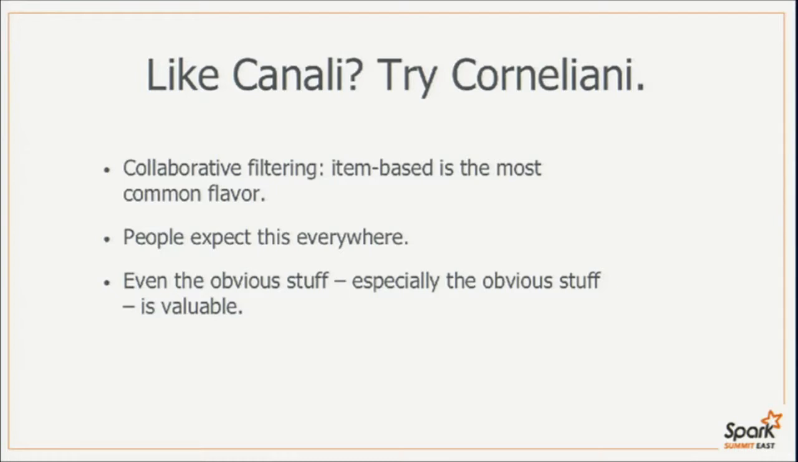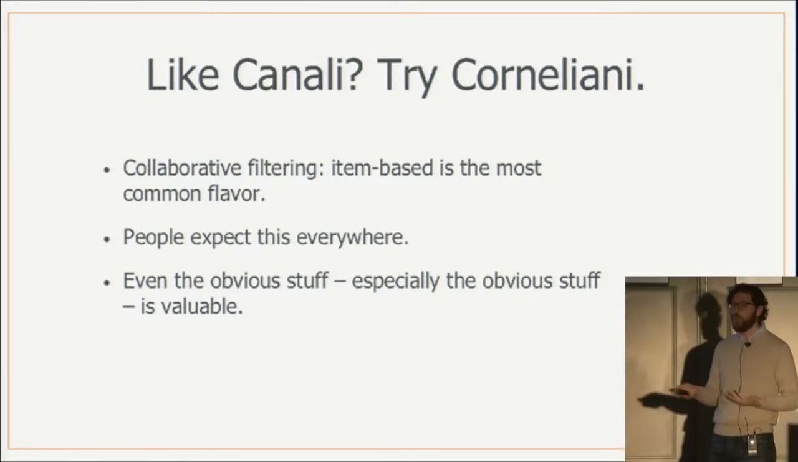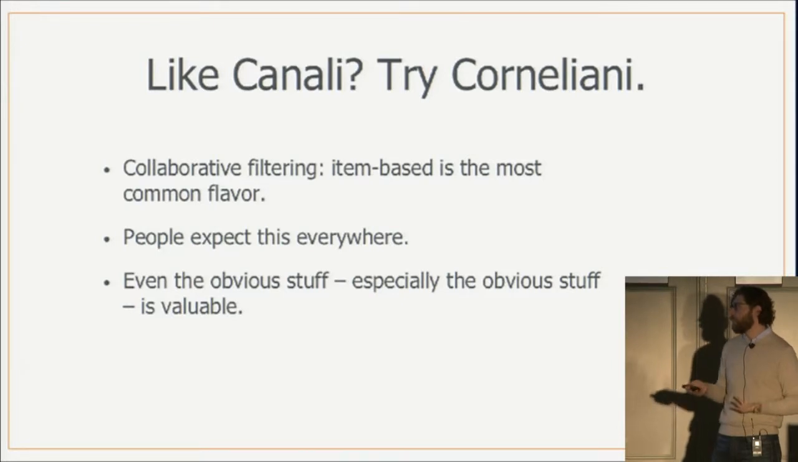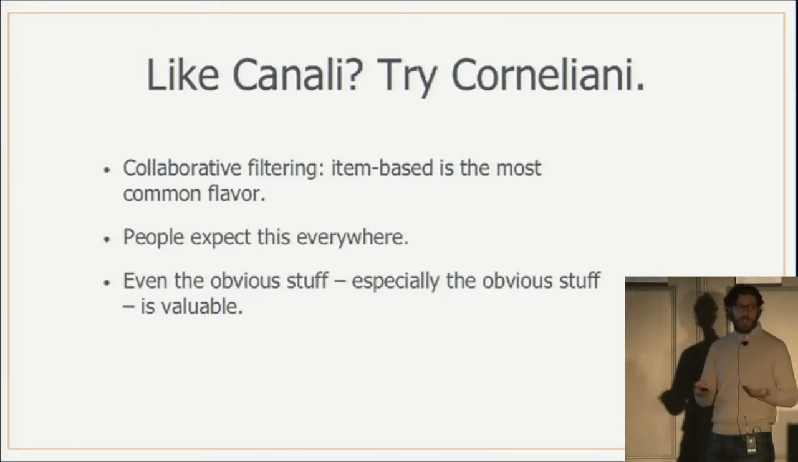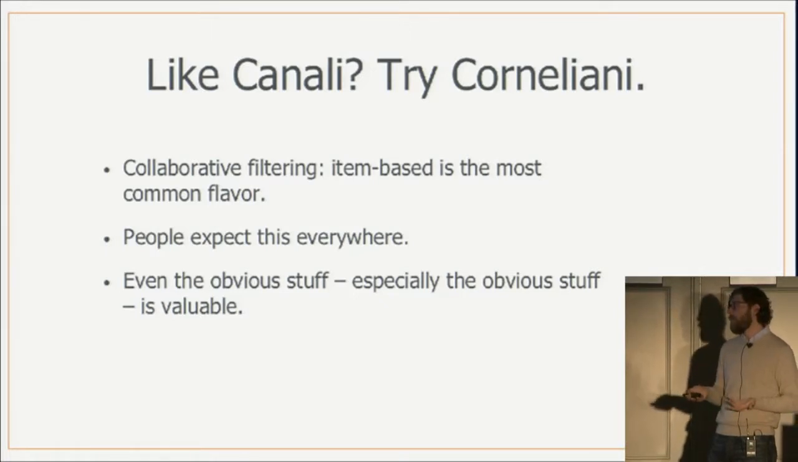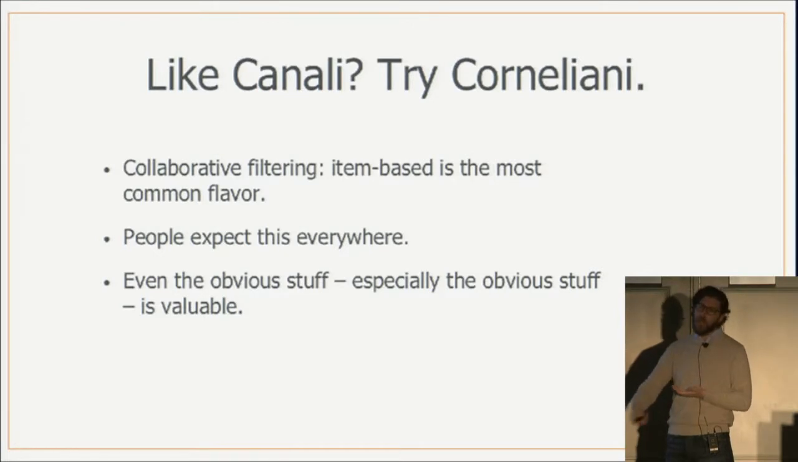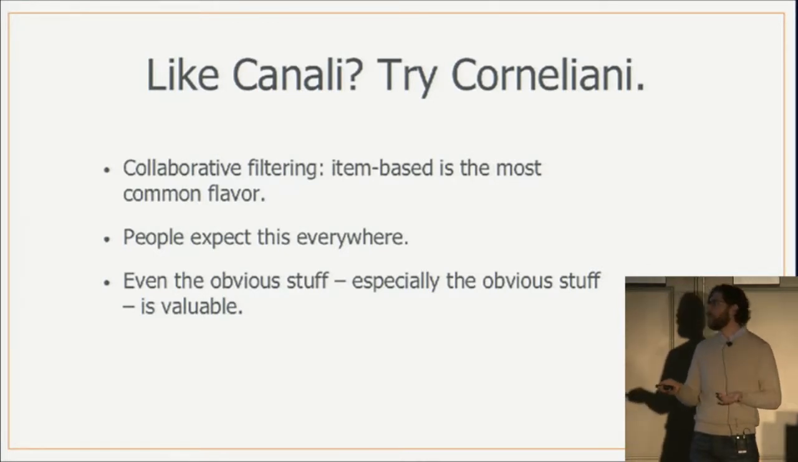So item-based is definitely the most popular. That's also because it has a lot of computational advantages. And that's what's kind of built into Spark and what we're using Spark for here. People kind of expect this, and even the obvious stuff where you really just say, oh, you like dresses, so here's another dress, obviously has a lot of value. The better you get at it, the more value you can extract. But even the things that seem like, oh, this is pretty natural, is worth doing, right?